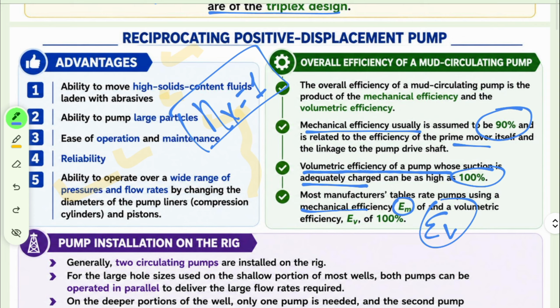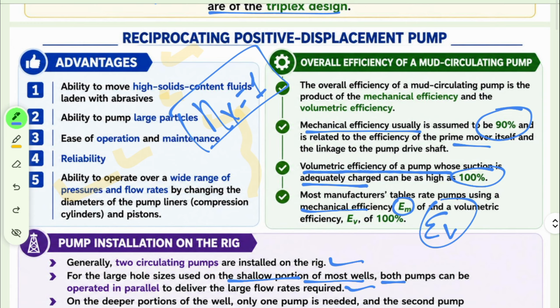Generally two circulating pumps are installed on the rig. So how many pumps are installed on the rig? Two pumps, right. Two circulating pumps are installed on the rig. For the larger hole size used for the shallow portion of most wells, both pumps can be operating in parallel to deliver the large flow rate required, right. On the deeper portion of the well, only one pump is needed and the second pump serves as a standby for when pump maintenance is required.